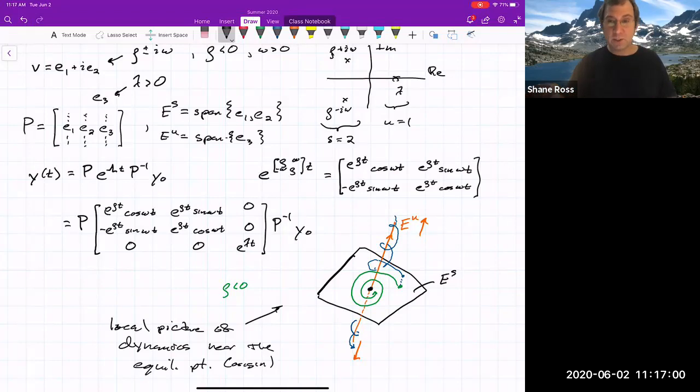All right, so we've reached the end. It's 11:15, so we're going to end there and continue on, getting to the stable, or the center manifold, and this idea of hyperbolic versus non-hyperbolic next time.